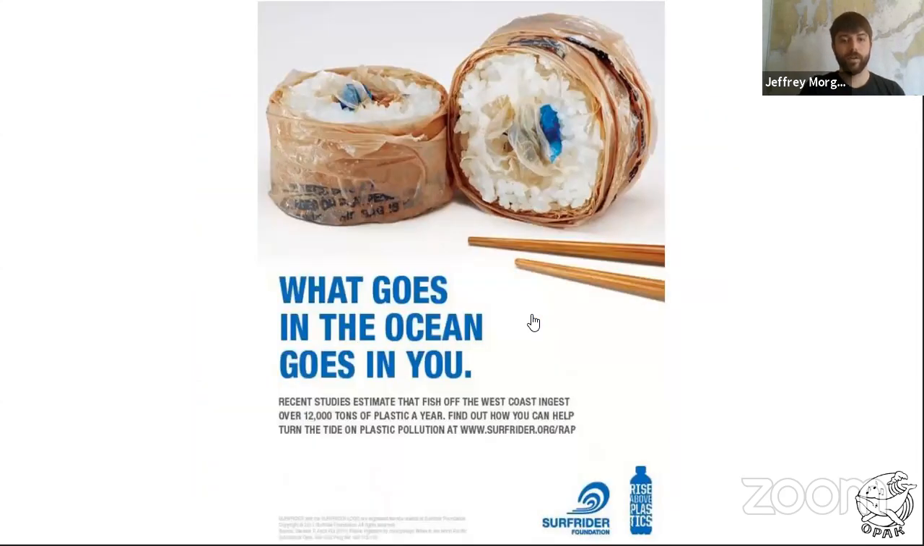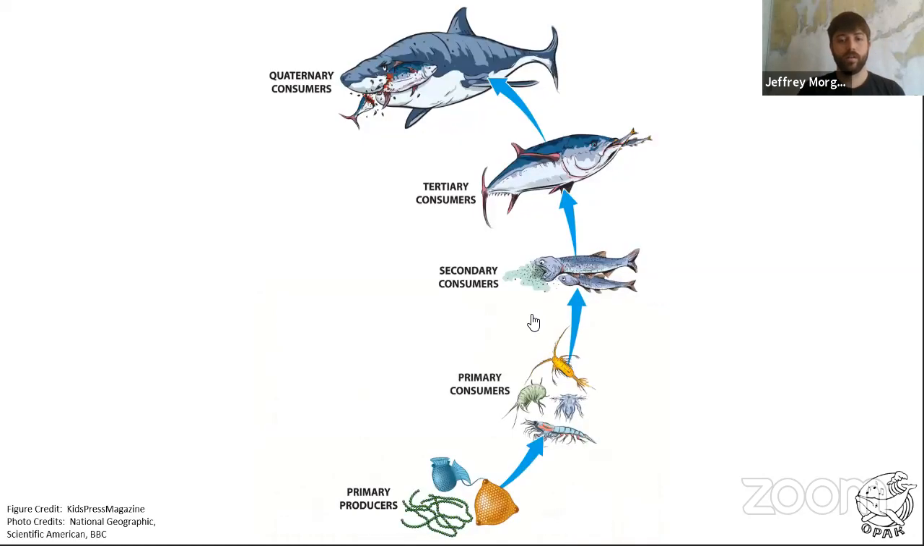So what goes in the ocean goes in you if you are eating seafood. Because if you're a small fish, you're going to be eating the copepods that just ate that plastic. And then you have our tunas and our sharks and our dolphins and our whales that are also eating everything up the food web. And everyone's kind of seen this typical food chain figure in any ecosystem.